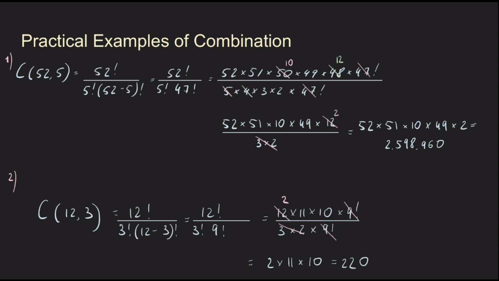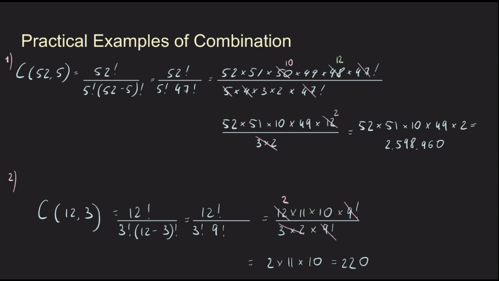3 times 2. And we see that we can reduce even further because 3 times 2 is equal to 6, and 6 and 12 can be reduced by 6. So we have 2 in the numerator for 12, and we have 52 times 51 times 10 times 49 times 2, which is 2,598,960.